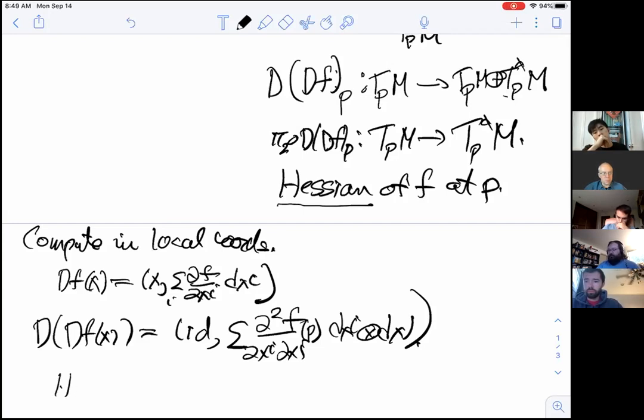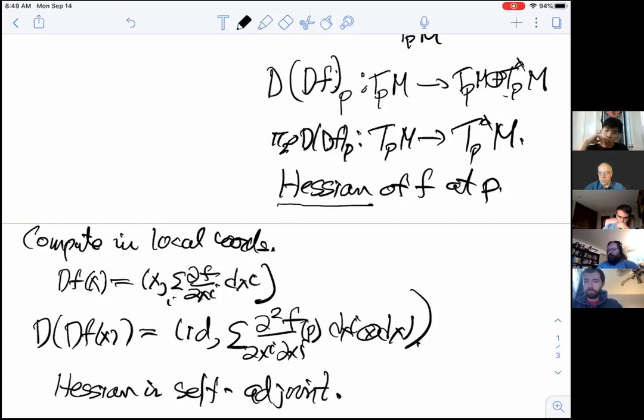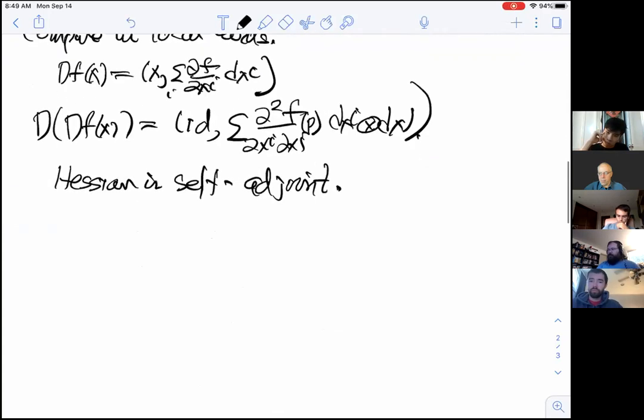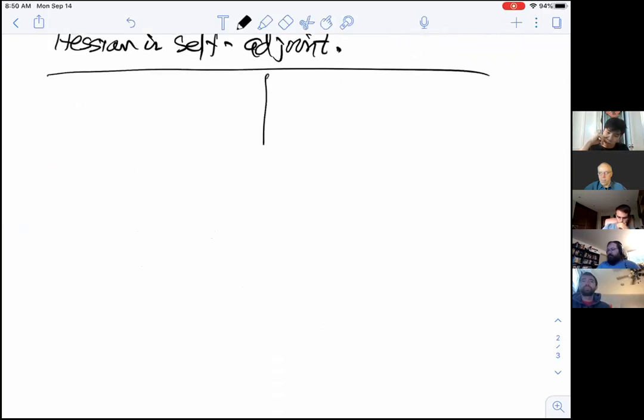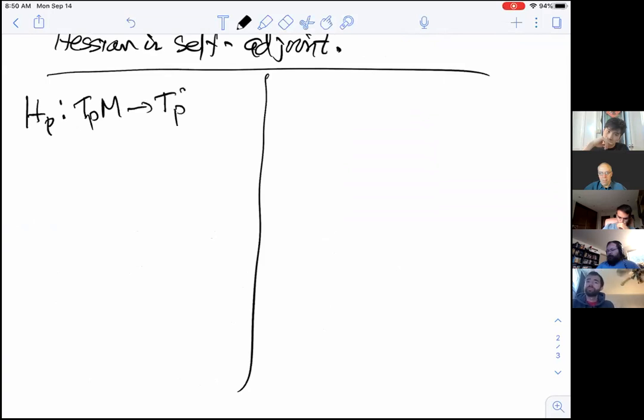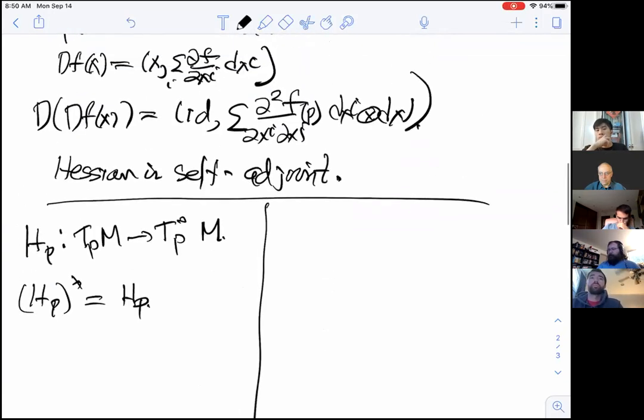So that says the Hessian is self-adjoint. If you think of the Hessian, as we are doing, as a map, the Hessian at P is a map from the tangent space at P to the cotangent space at P, then its dual map is equal to the Hessian, which means that with respect to a basis and a dual basis, the matrix is symmetric.